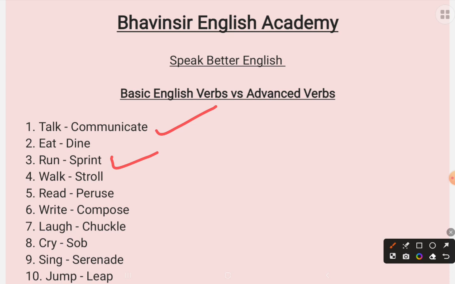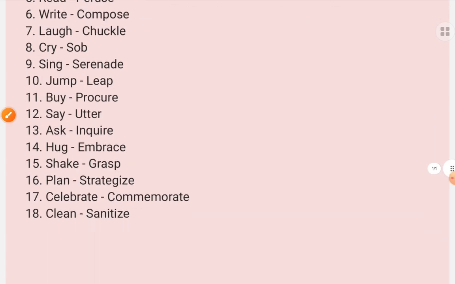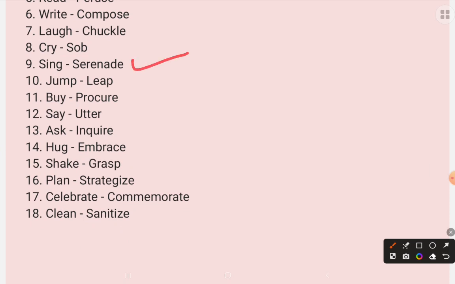Instead of write, we use compose. Instead of laugh, we use chuckle. Instead of cry, we use sob. Instead of sing, we use serenade. Instead of jump, we use leap.